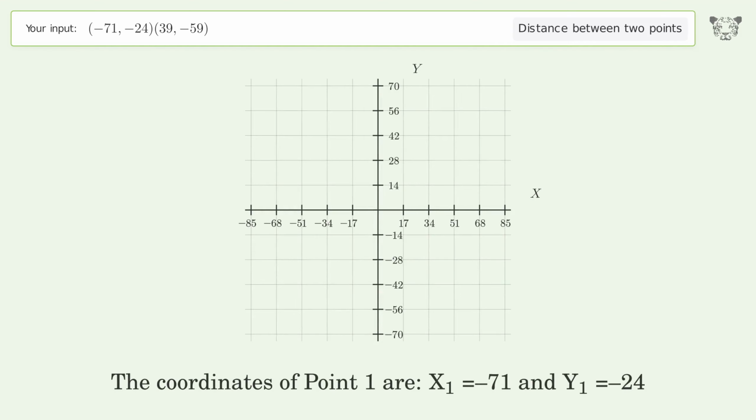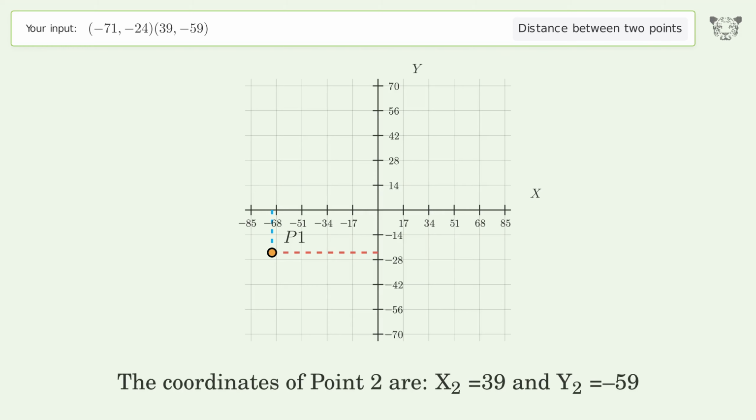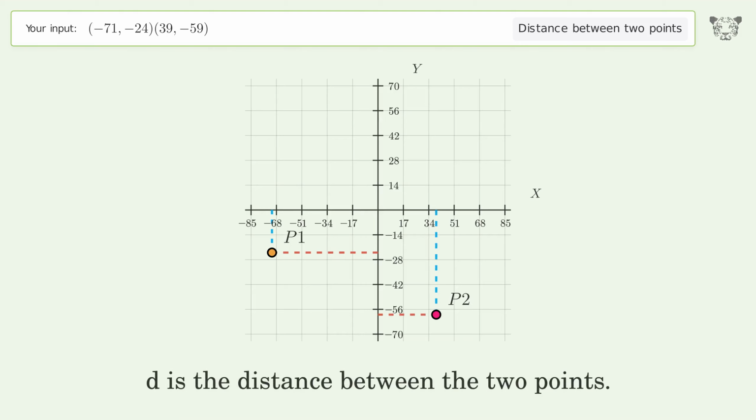The coordinates of point 1 are x1 equals negative 71 and y1 equals negative 24. The coordinates of point 2 are x2 equals 39 and y2 equals negative 59. D is the distance between the 2 points.